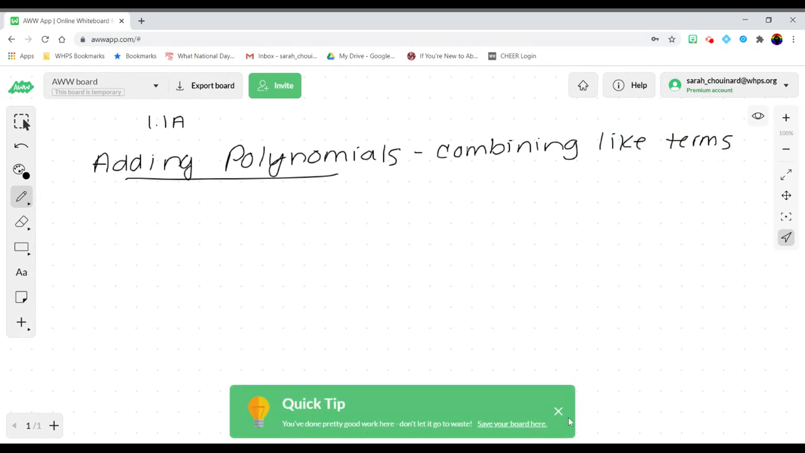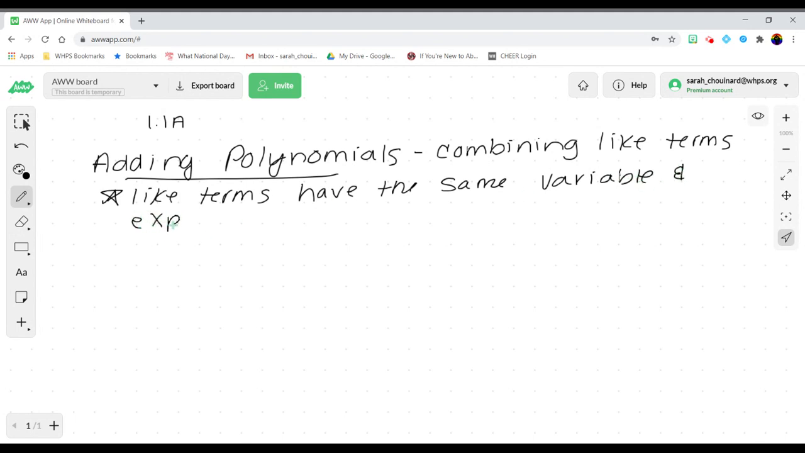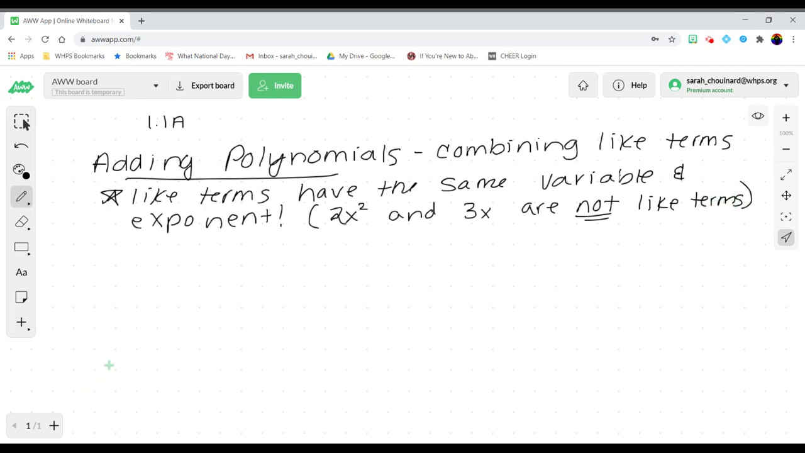It's important to remember, however, that in order to be like terms, they have to have the same variable and exponent. So for example, 2x squared and 3x are not like terms because even though they both have x, their exponent is different.